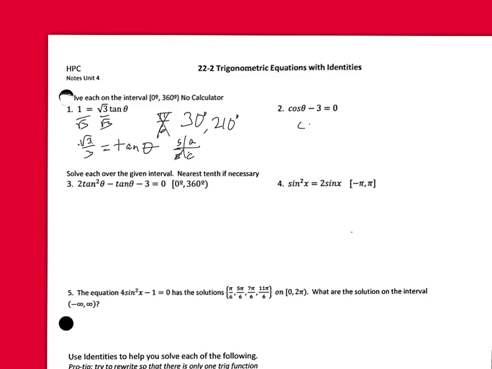And for this one, a cosine of theta equals 3. Don't forget about this. Anything outside of the answers from -1 to 1 are not going to work. So this one is no solution.